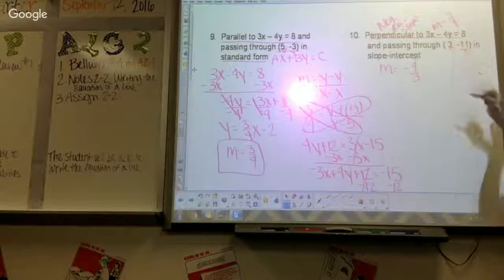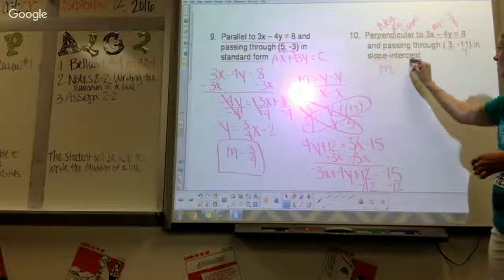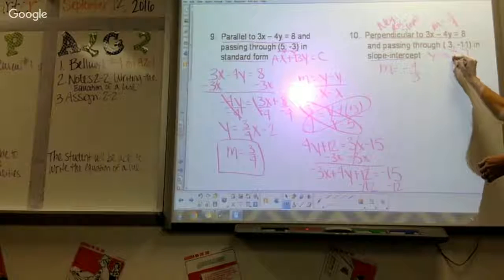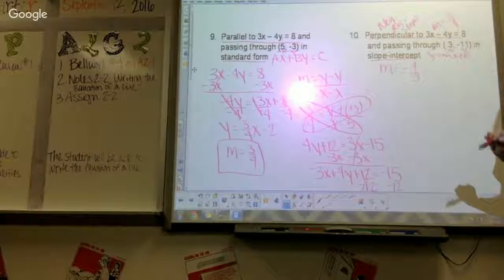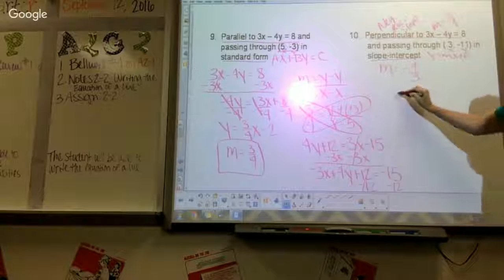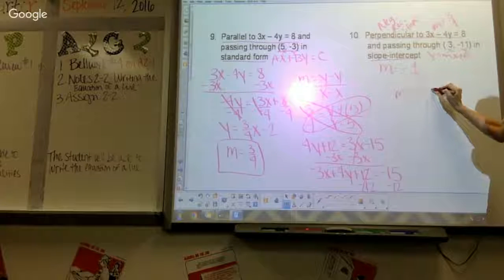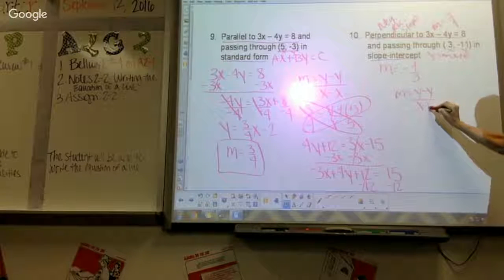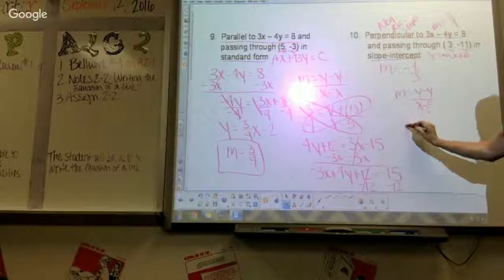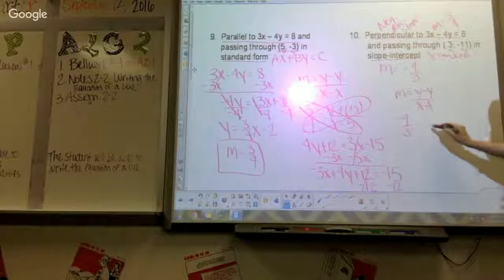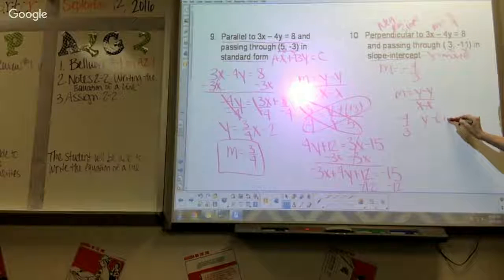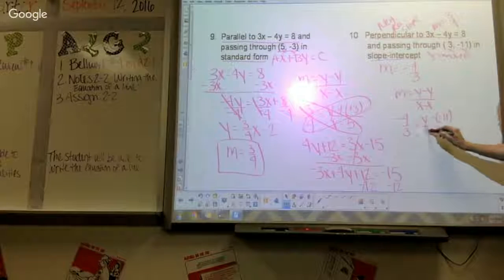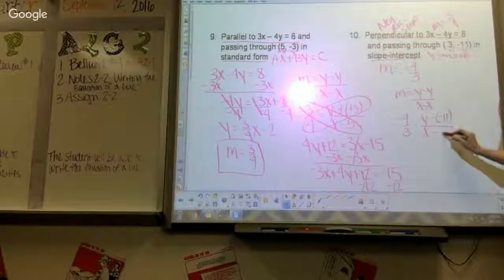It passes through this point, 3, negative 1. We want it in slope-intercept form. So if you're given slope or you know slope and a point, we're going to use the slope formula. So that would be negative 4/3 equals y minus the y value of your point, which is negative 1, over x minus the x value of your point, which is 3.